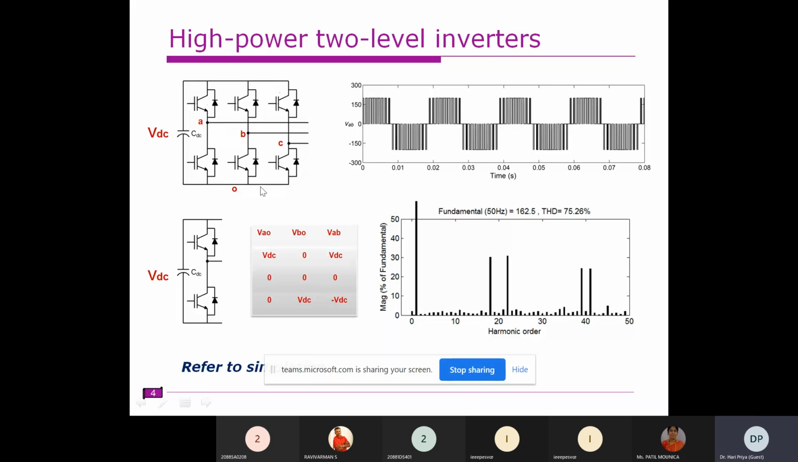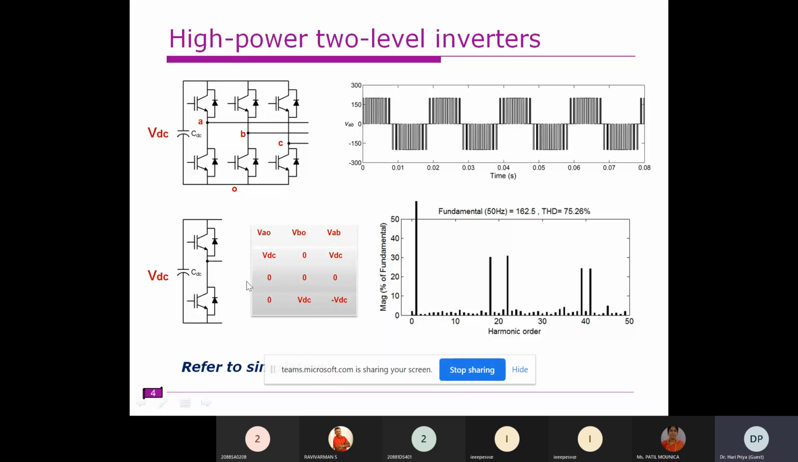So if you see the output voltage between A and O, you can see the bottom leg. If we turn on the top switch of the A leg, what will be the voltage VAO? VDC. Because in a leg, both cannot be turned on. If the upper switch is turned on, then obviously the voltage between A and O terminals will be equal to VDC. Similarly, if the bottom switch is turned on, making the top switch open, the output voltage will be 0.